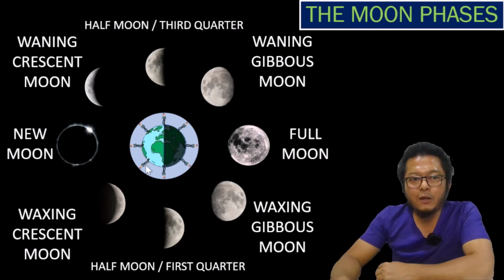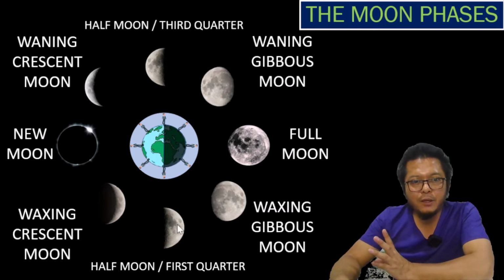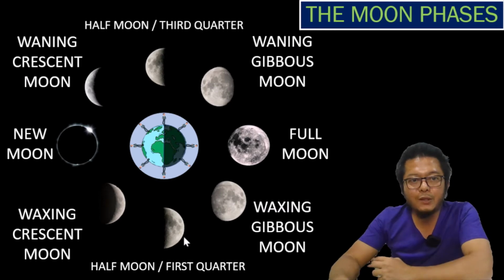When we stand over here and the moon is here, it's moving anti-clockwise, remember? We can only see part of the moon. So this we call waxing crescent moon. When we stand here, we can only see half of the moon. So this is called half moon or first quarter, because we can see half of the moon. You might not understand this better, but I will show you a demonstration later.